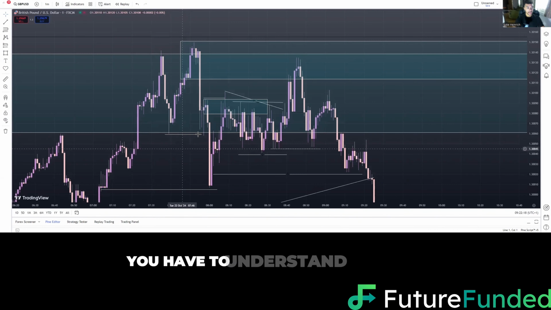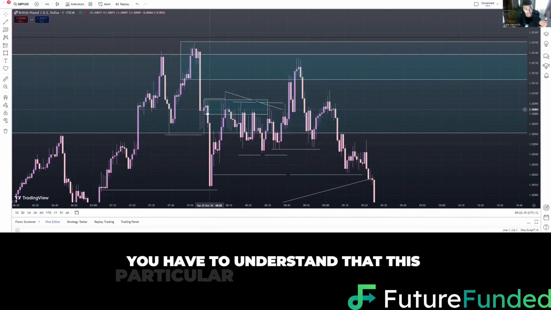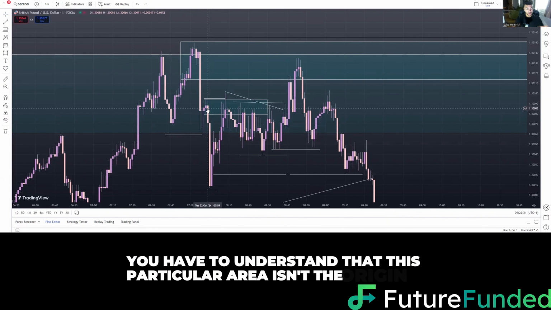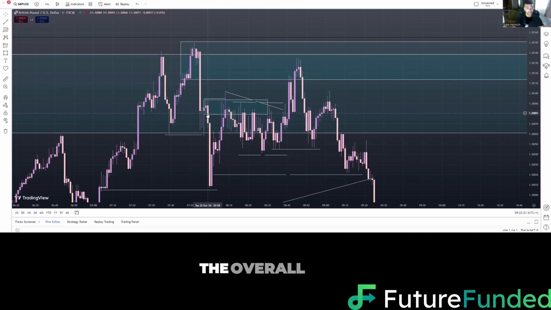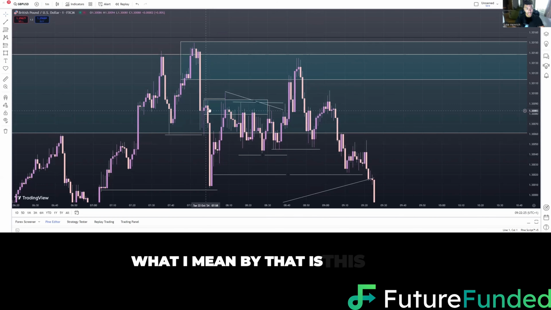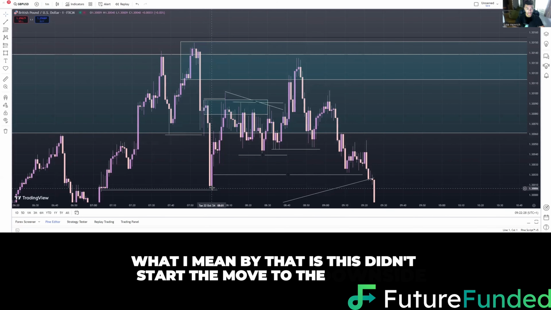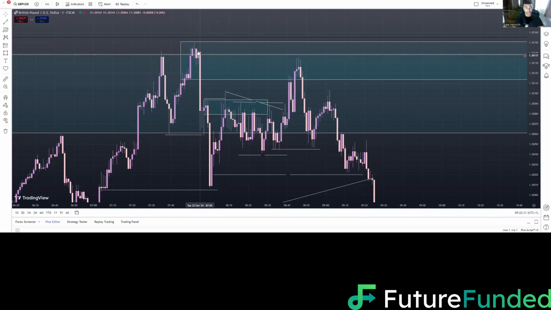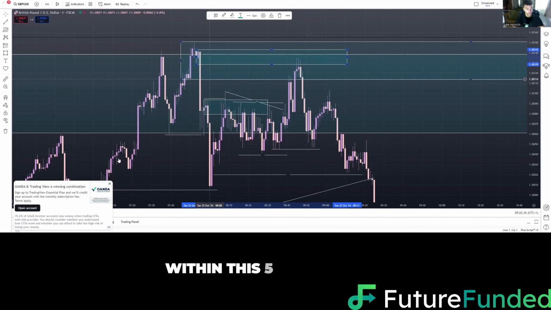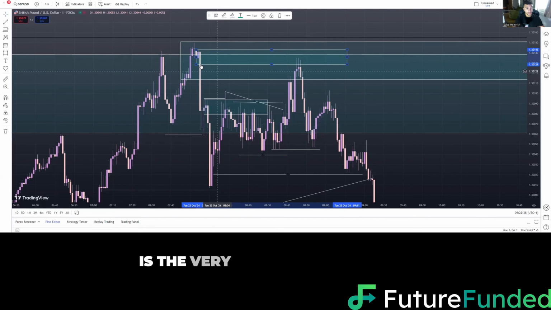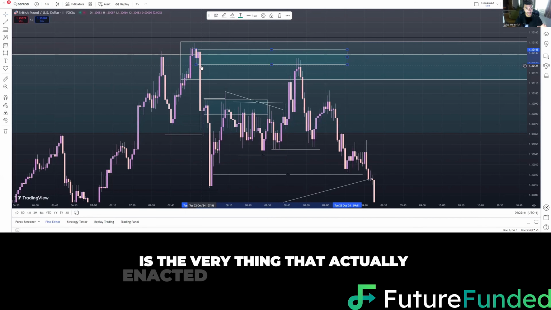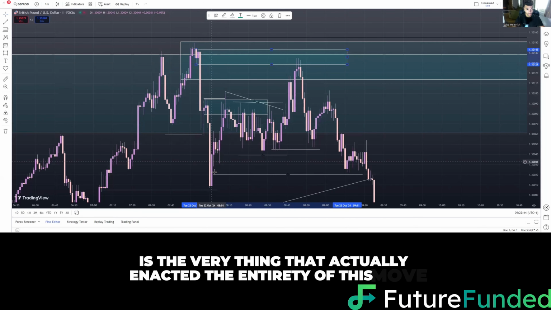However, you have to understand that this particular area isn't the origin of the overall move. What I mean by that is this didn't start the move to the downside. This did up here. This 1-minute point of interest up here within this 5-minute point is the very thing that actually enacted the entirety of this move.